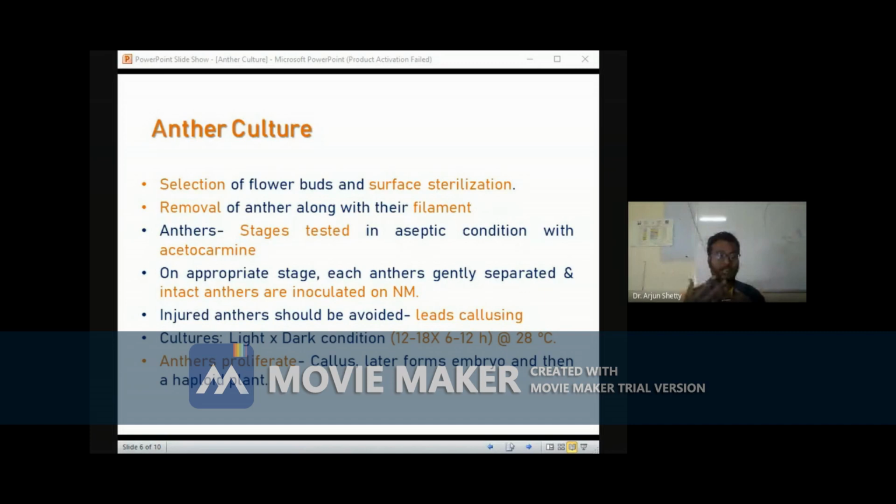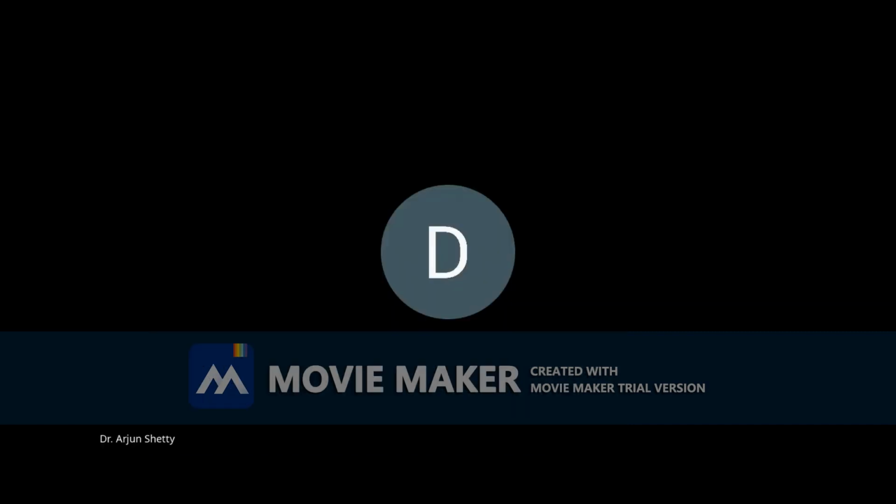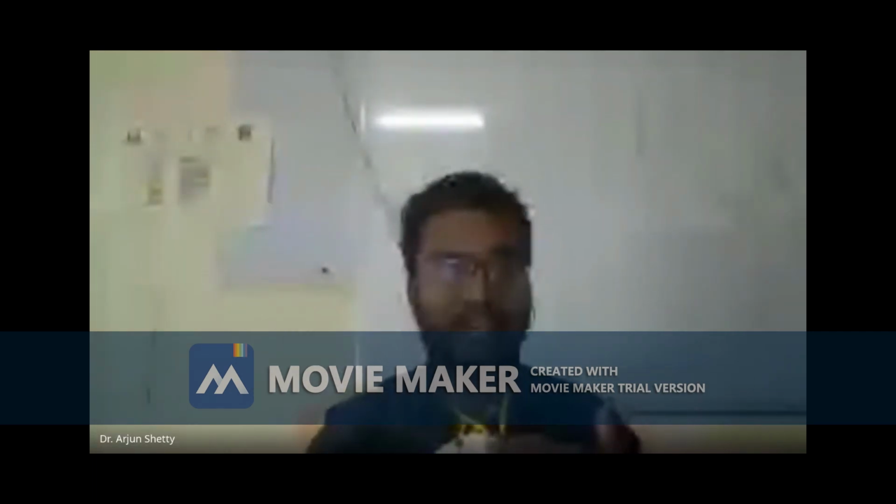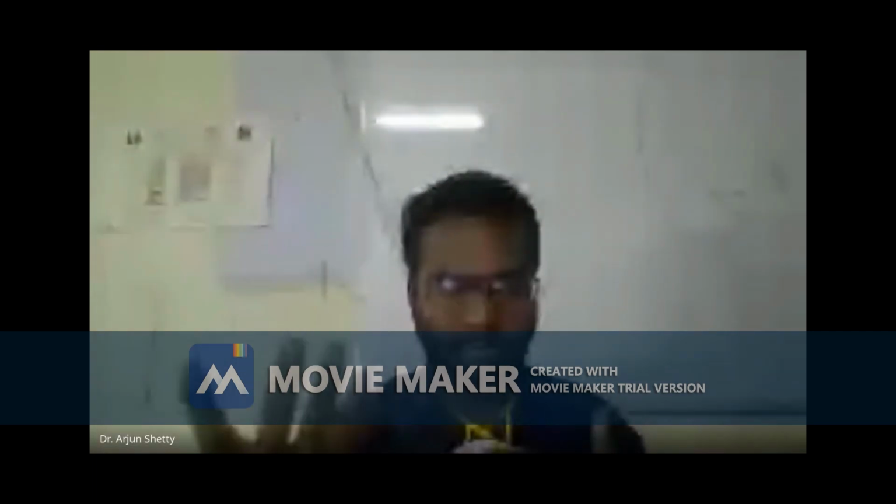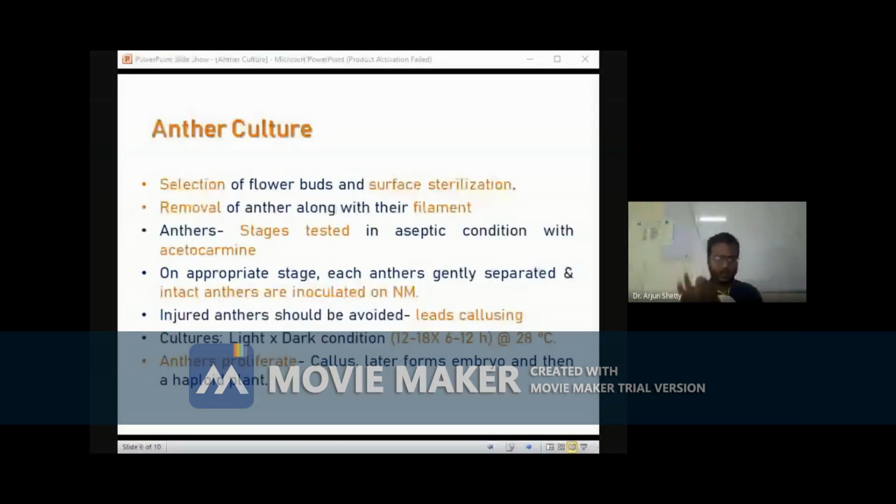because of its potency, because of the capacity to divide. The anthers start proliferating, and these anthers initially may form the callus or directly the embryos, or they may form the callus. This callus later on forms the embryos, and these embryos we call somatic embryos.